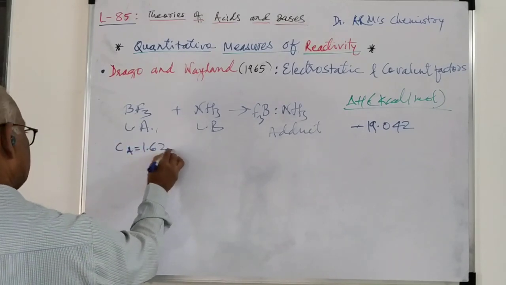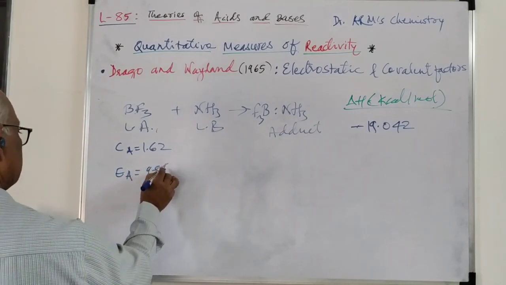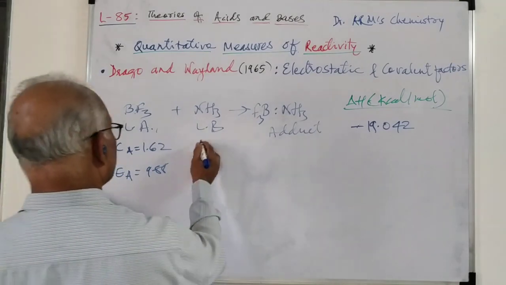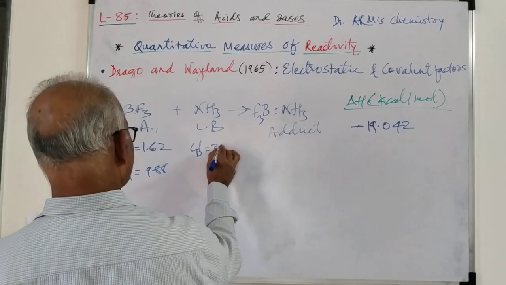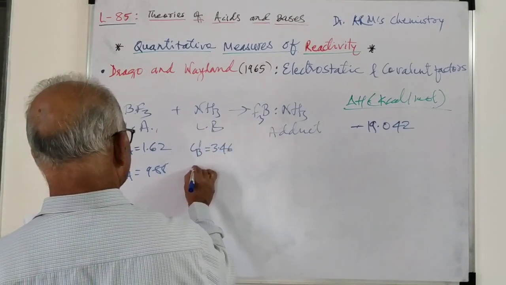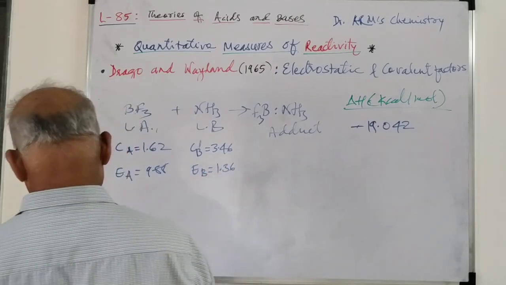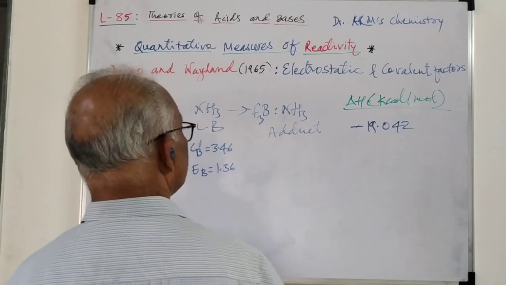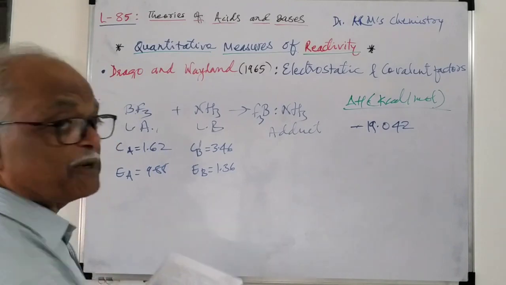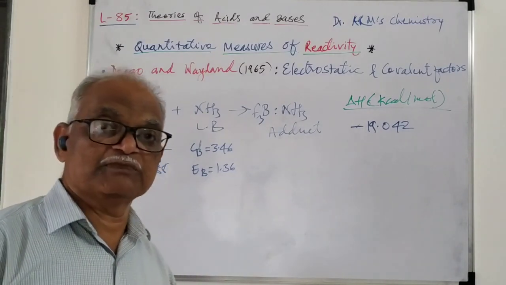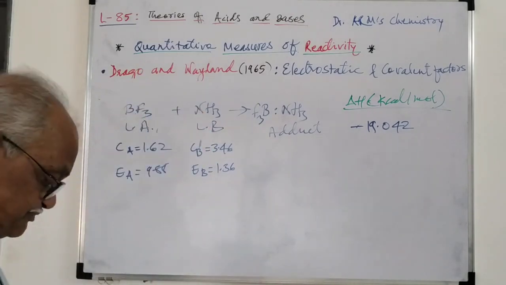Then for BF3, that is the Lewis acid, we know that Ca is 1.62, Ea is 9.88. Then for NH3, the Cb is 3.46 and Eb is 1.36. So using this we can get the delta H value, which we have seen in the equation given earlier by Drago and Wayland.